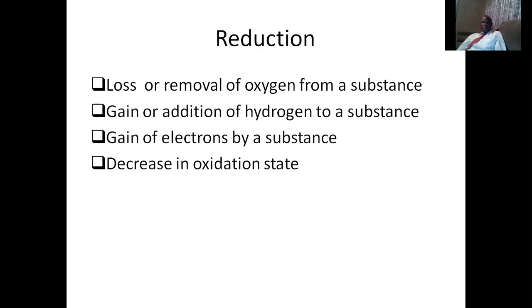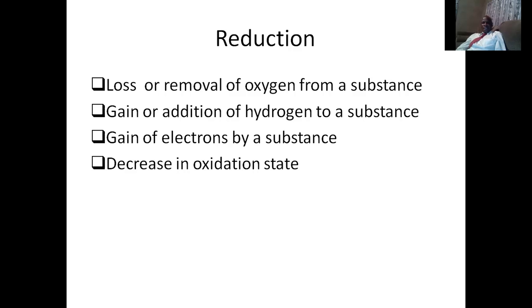So we can now look at reduction. Reduction in terms of oxygen is actually the removal of oxygen from a substance. While in terms of hydrogen, reduction is a gain of hydrogen by a substance. And the gain of electrons by a substance is also known as reduction. Also the decrease in the oxidation state.